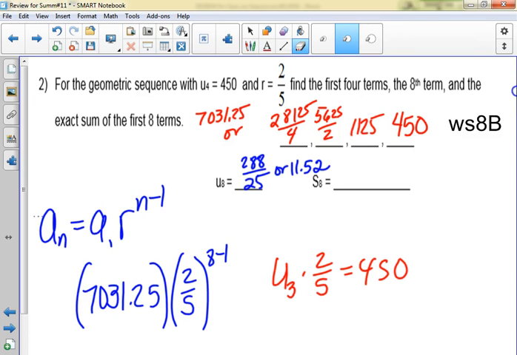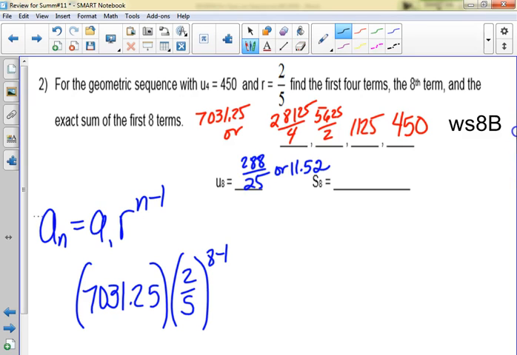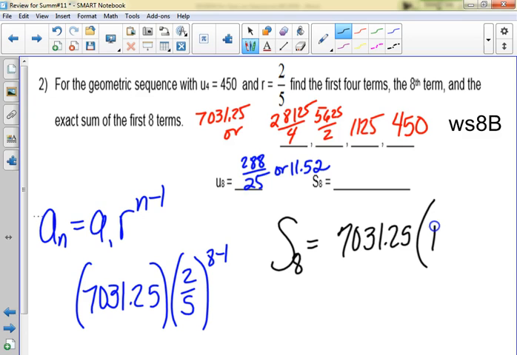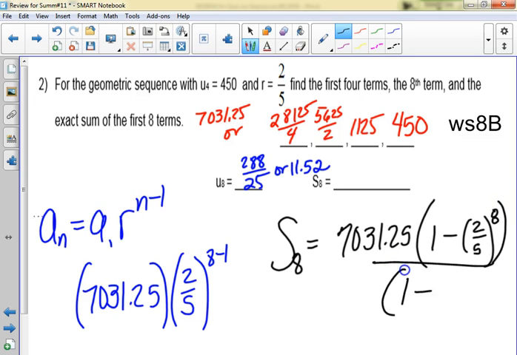All right, now we have to find the sum of the first 8 terms. I don't know how this is going to go exactly, but we'll try it. Sum of 8. What's the formula for this one again? Okay, the first term times 1 minus 2/5 to the, not 8 minus 1 this time, right? The formula is just n, all over 1 minus 2/5. Oh my goodness. I kind of want to cry right now.